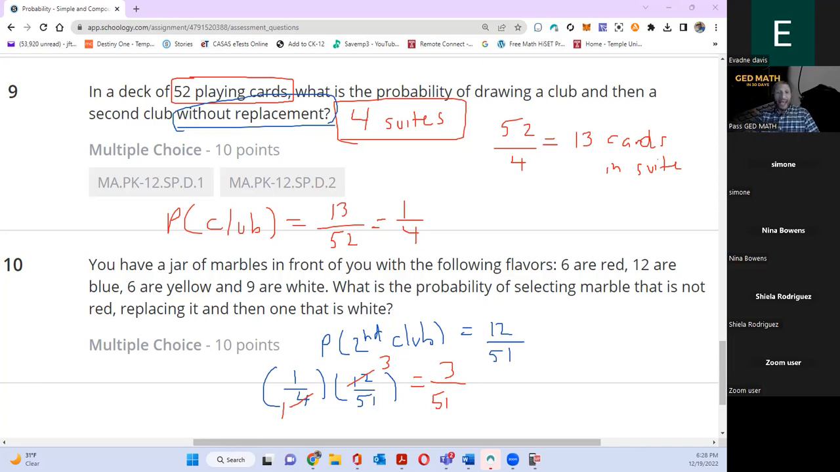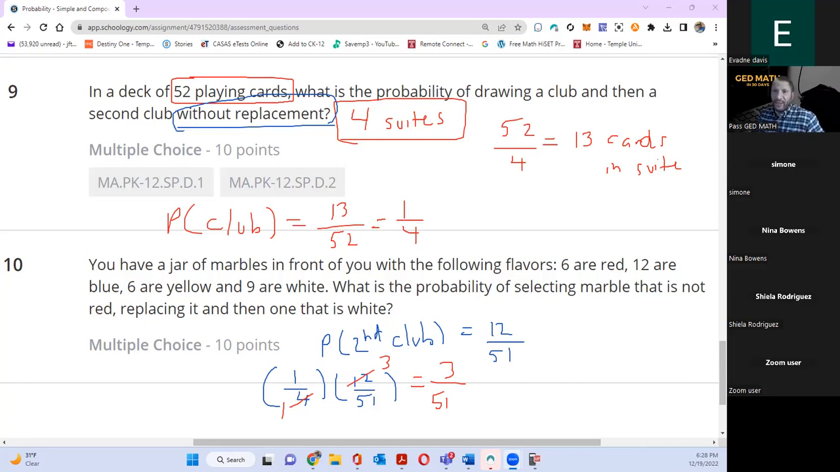So what are the steps? I need to take the probability of each event and then I multiply them together. You're only going to have 1 or 2 of these. I've never heard anybody tell me they have more than 2 probability questions. So watch this. I'm going to do it on my calculator.